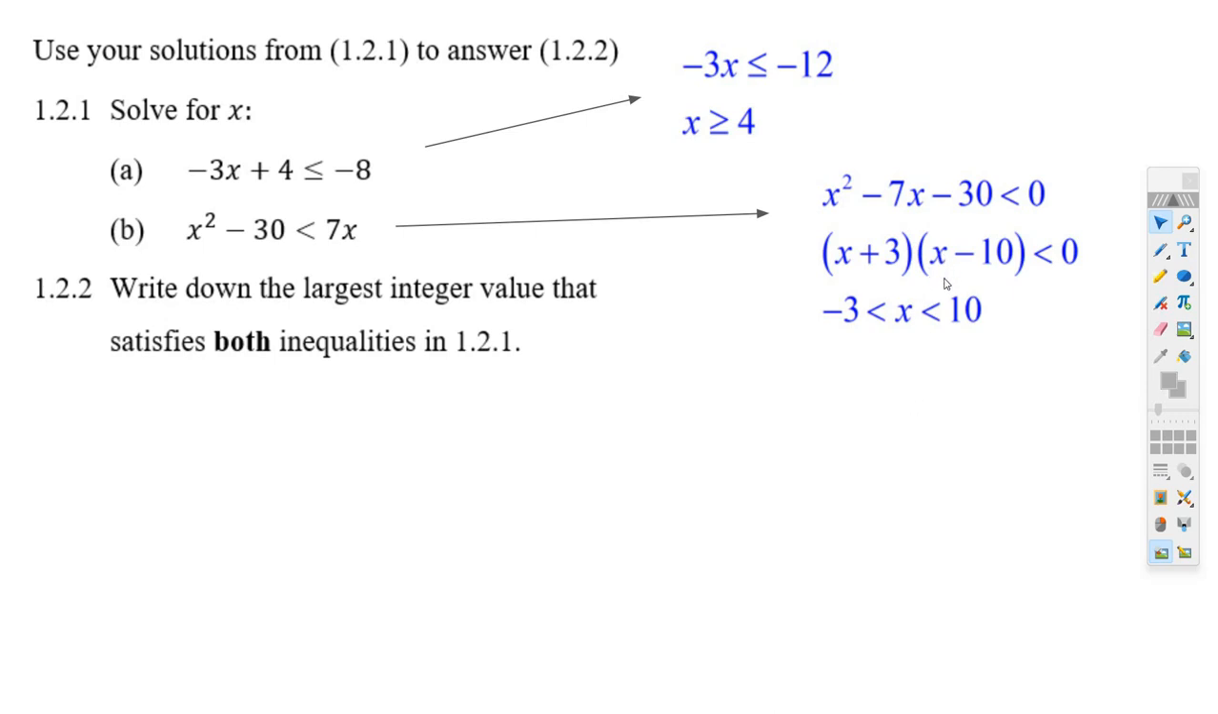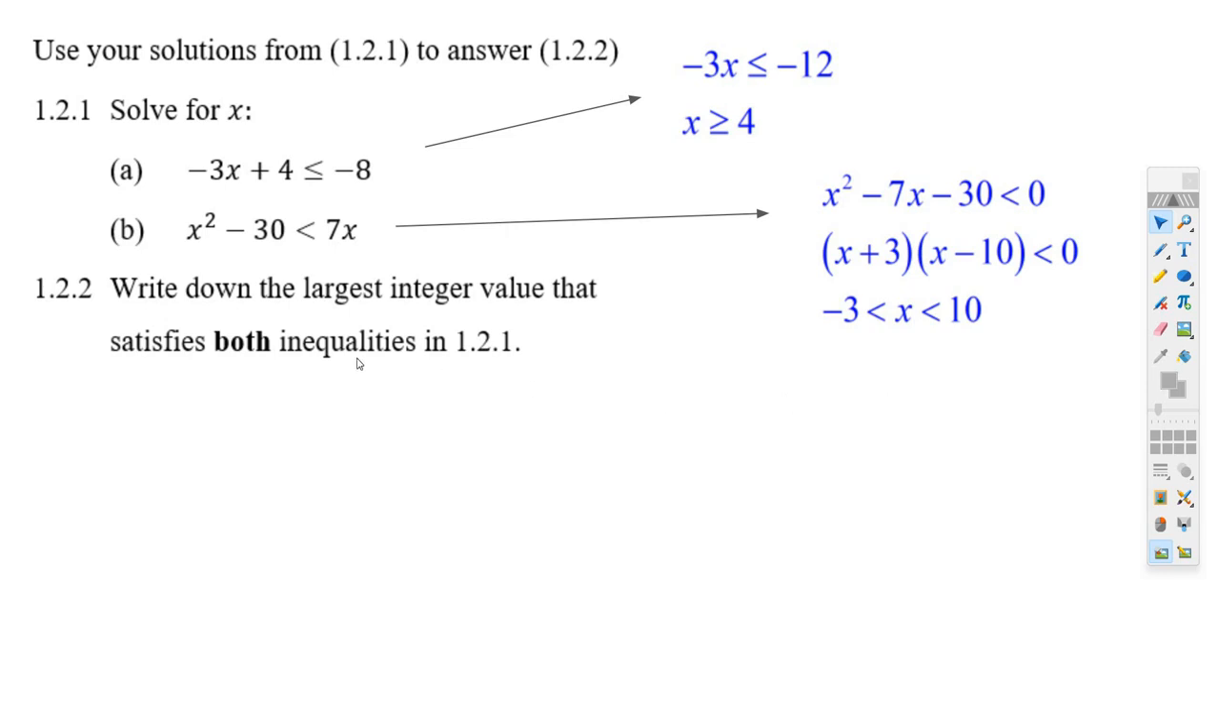And you can test numbers. You can pick any number you like in between negative 3 and 10, and it'll be negative. Like 9 or 8 or 7 or 6 or 0 or negative 2 or negative 1 or even the fractions in between, it'll be negative. If you pick 11, it won't be true. If you pick minus 4, it won't be true. So this is the solution set.